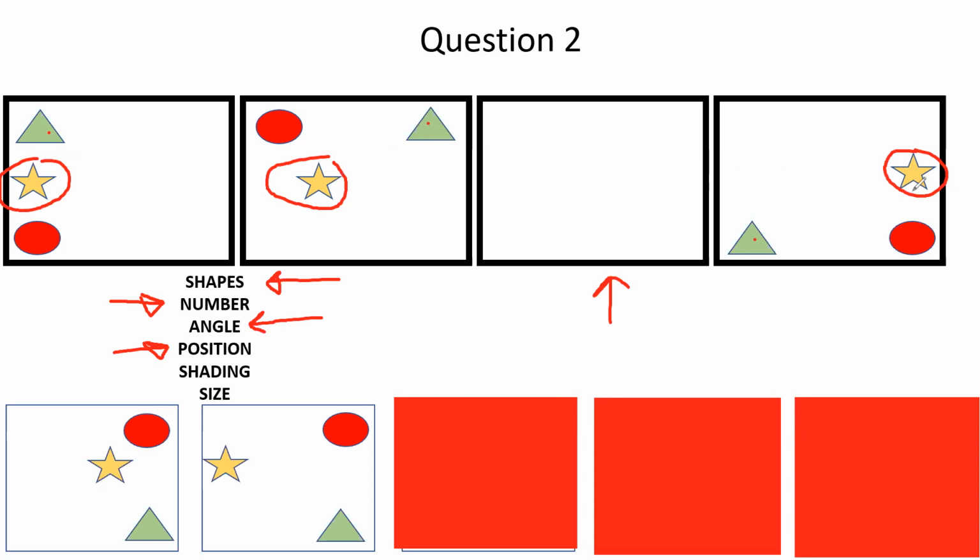Let's think about how that star is moving. The star is moving across, isn't it? It's going across the box, which means we want the star to be somewhere between this one and this one, which means the answer is box A. And that's it.